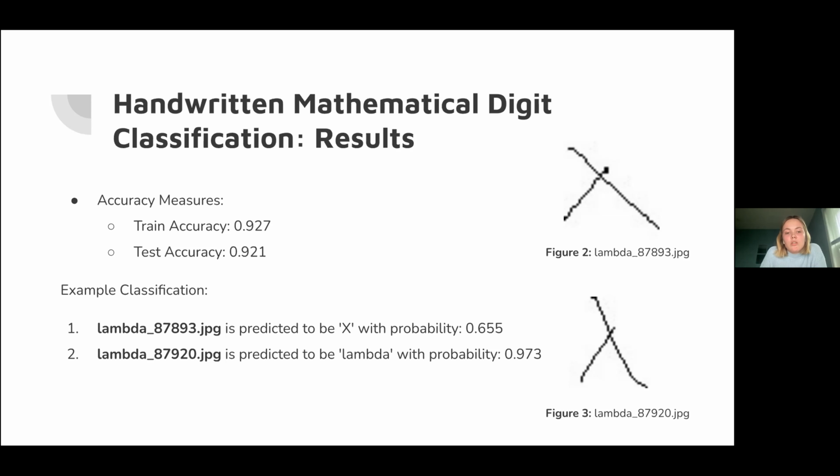And so here's an example of the classification occurring in the model. We have two images of hand-drawn lambda symbols. However, we can see that the classifier is imperfect, as the first lambda symbol, numbered 87893, is misclassified as an X with a probability of about 65.5%. Although one could maybe see how the classifier might misread this symbol, as the top image kind of has a similar shape to an X. The second lambda symbol, on the other hand, numbered 87920, is an example of a correctly labeled image, as it is predicted to be a lambda with a probability of 97.3%.